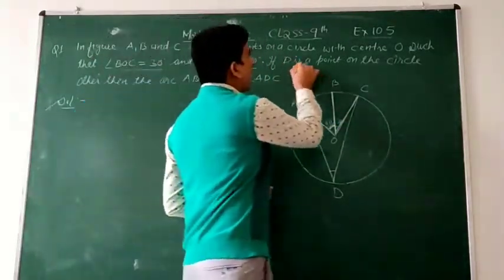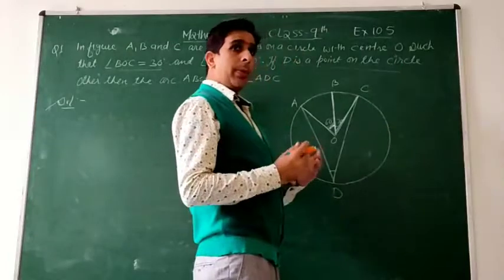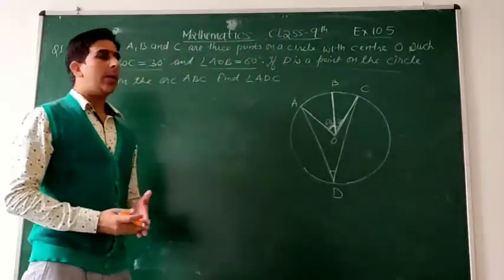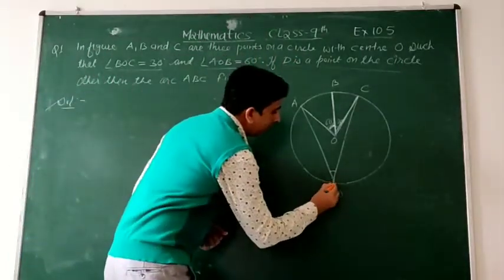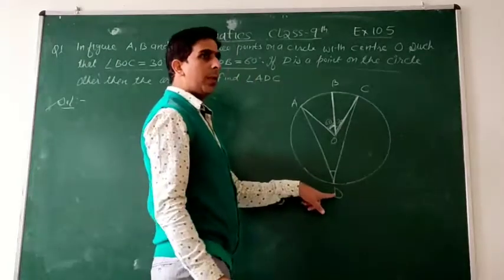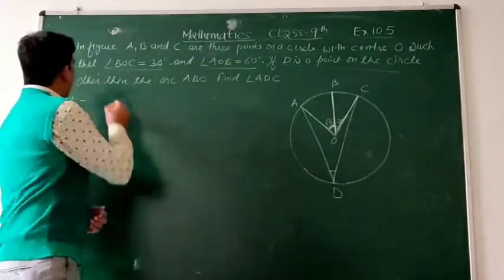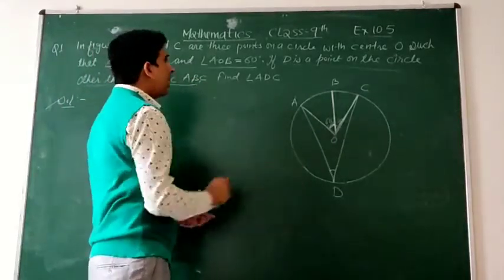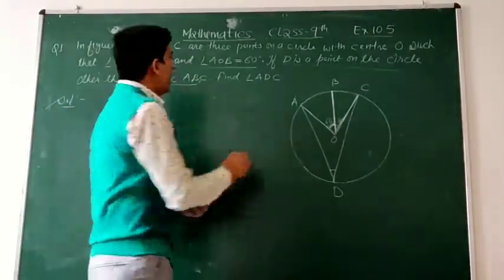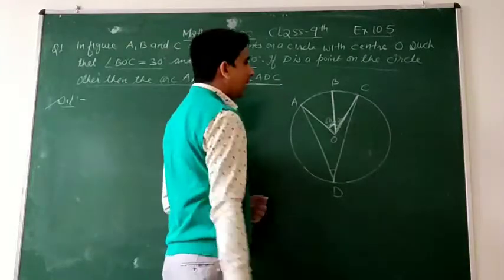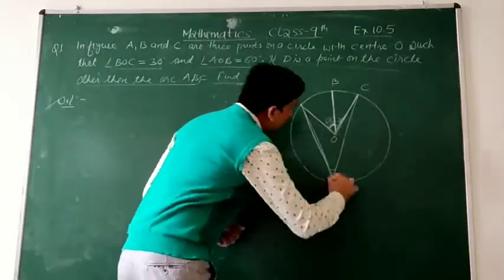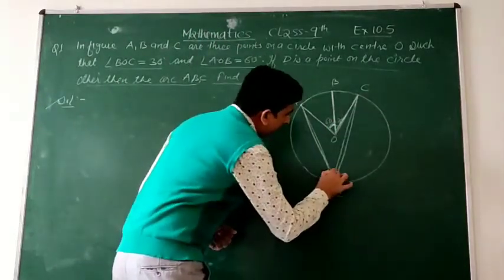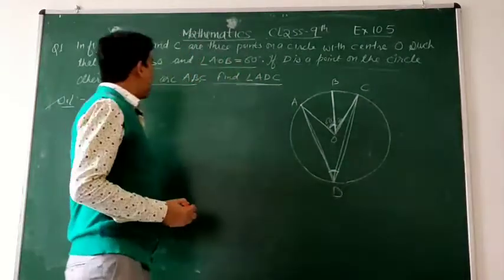If D is a point on the circle, other than A, B, C, then we have to find angle ADC. This D point is on the circle and is different from A, B, C. Angle ADC, this angle we have to find. Come to the solution.